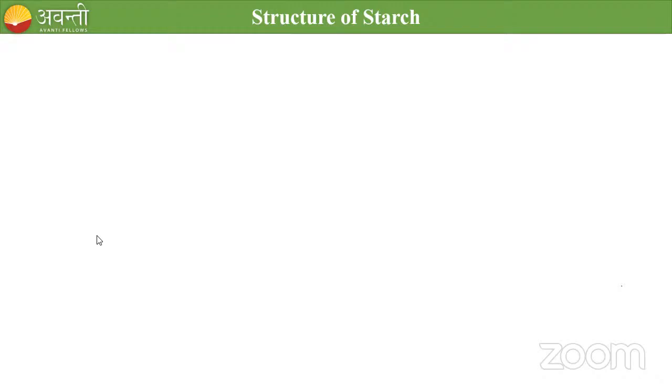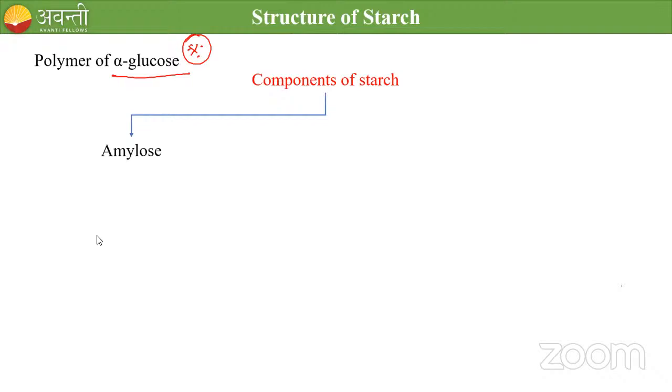Basically, starch is a polymer of alpha glucose. What is a polymer? A large number of monomers join together to form a polymer. So starch is a polymer of alpha glucose. This is very important. Now let's study the components of starch. There are two components. One is amylose and the other is called amylopectin.